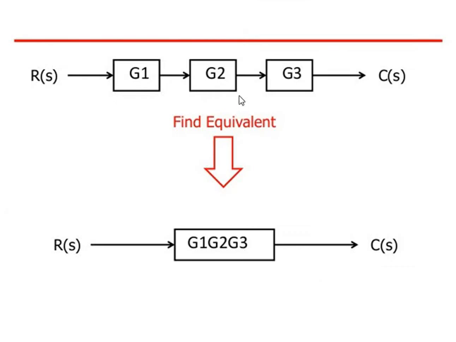If there are more than two blocks, then it becomes the multiplication of G1, G2 and G3. So here we get G1, G2 and G3.